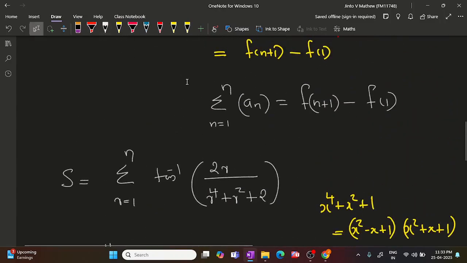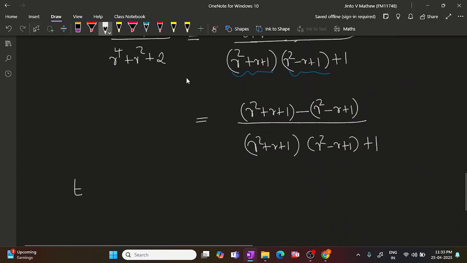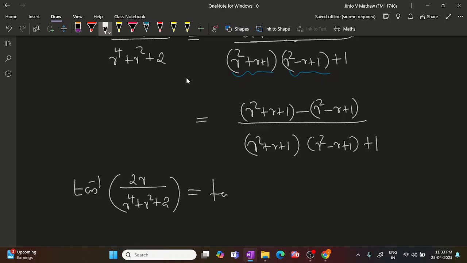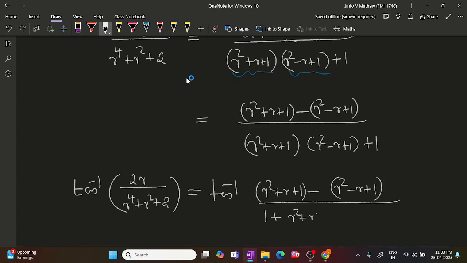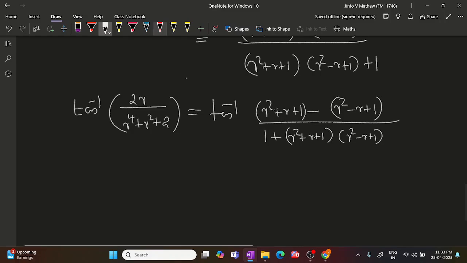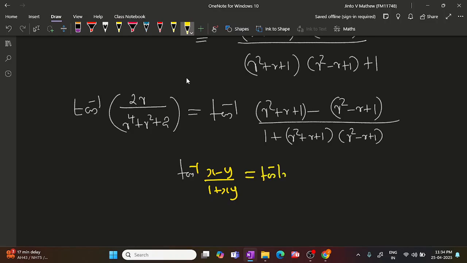Now let us go back to the tan inverse part. So how do we write tan inverse 2r by r raised to 4 plus r square plus 2? It can be written as tan inverse of r square plus r plus 1 minus r square minus r plus 1, divided by 1 plus r square plus r plus 1 into r square minus r plus 1. If you carefully observe, it is of the form tan inverse x minus y divided by 1 plus xy, which is equal to tan inverse x minus tan inverse y.